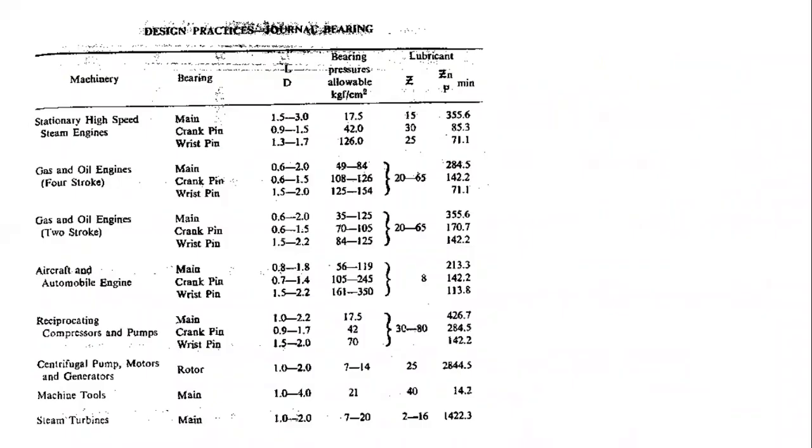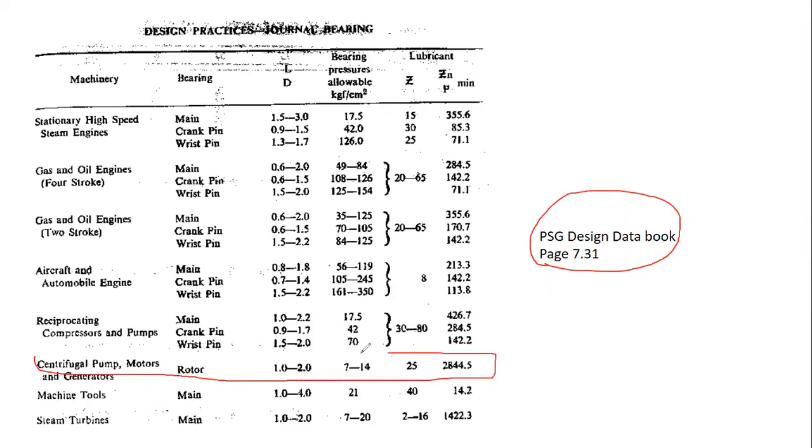And that I've shown here. See, this is page 7.31 of the PSG design data book. We are talking about centrifugal pumps, so this is the value. Since we are talking about the first step, to select the L by D ratio, you can see that for centrifugal pumps you will select the L by D ratio between 1.0 to 2.0. Simply, you will select it between 1 and 2.